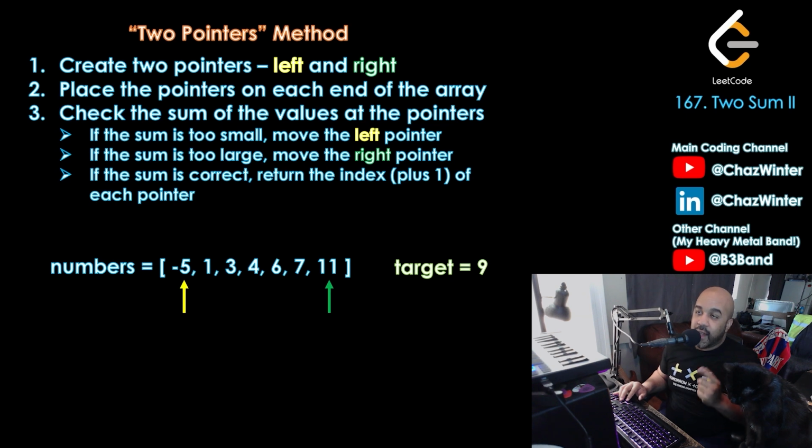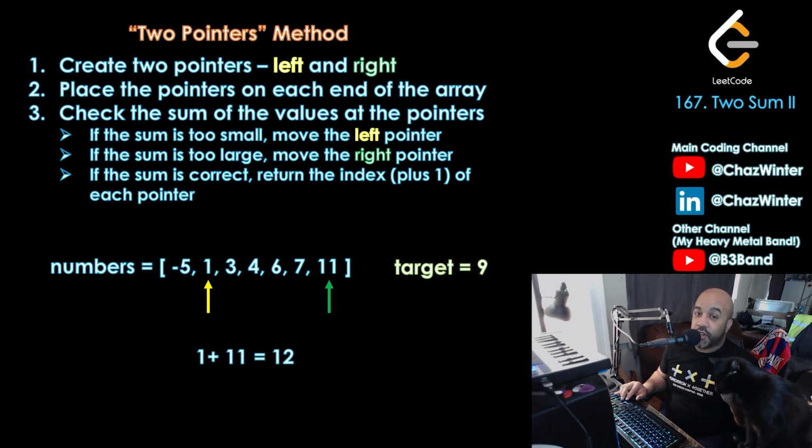All right, so let's see our algorithm in action. So our left pointer is at -5. Our right pointer is at 11. -5 plus 11 is 6. 6 is too small. It's less than 9. So we're going to move our left pointer over in order to get to a larger number, which should get us closer to our target. So now we have the left pointer at 1 and the right pointer still at 11. 1 plus 11 is 12.